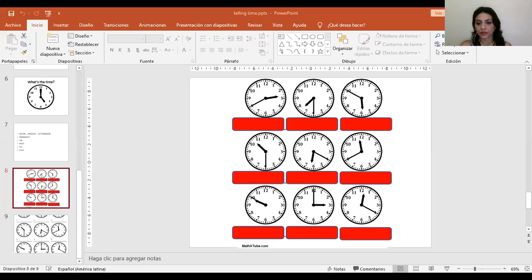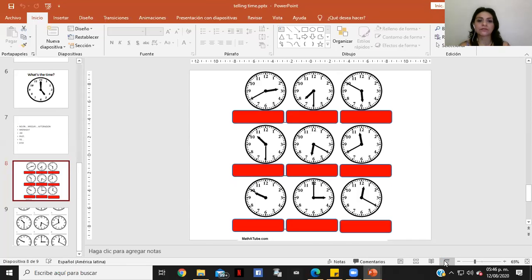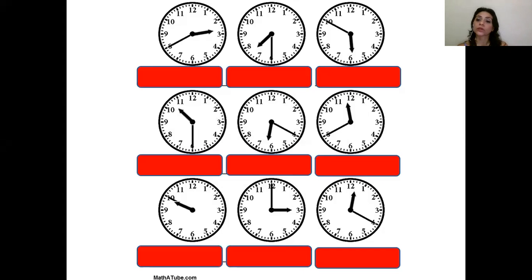Let's see, guys. Let's see how you did. Let me see if you were able to do this. Okay, so on clock number one, you can say it is 2:40, or you can say it's 20 to 3, or you could have said 40 past 2. Okay, so that would be clock number one.